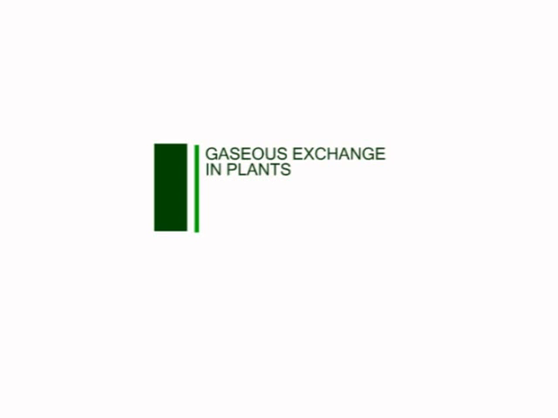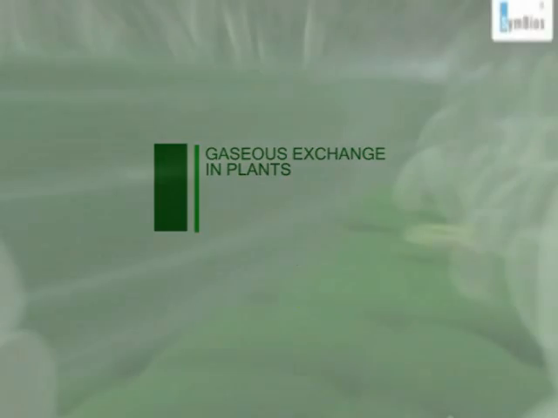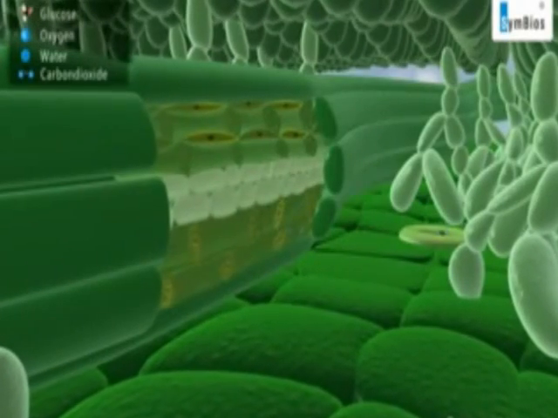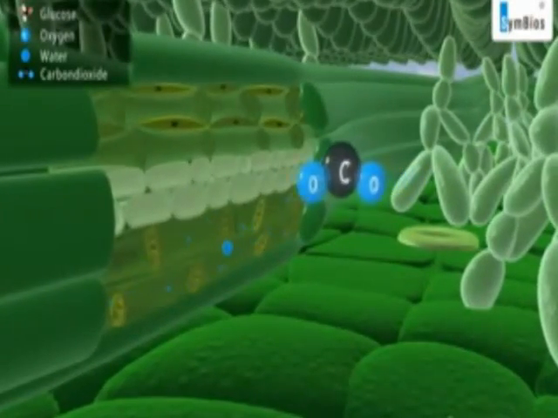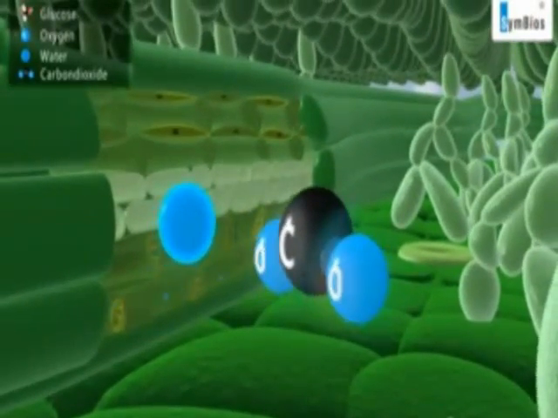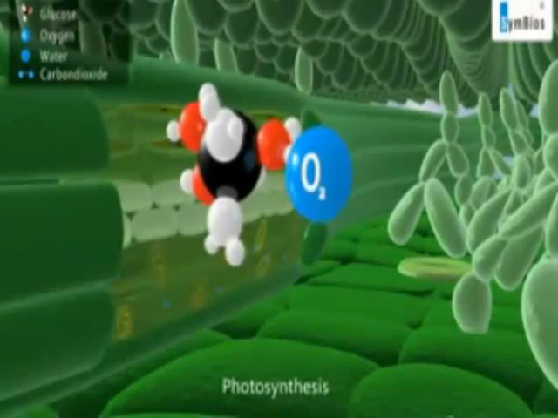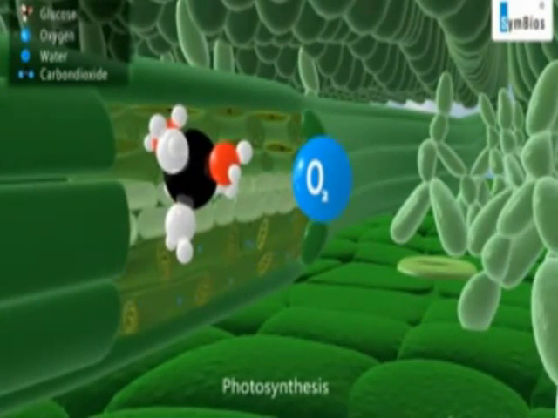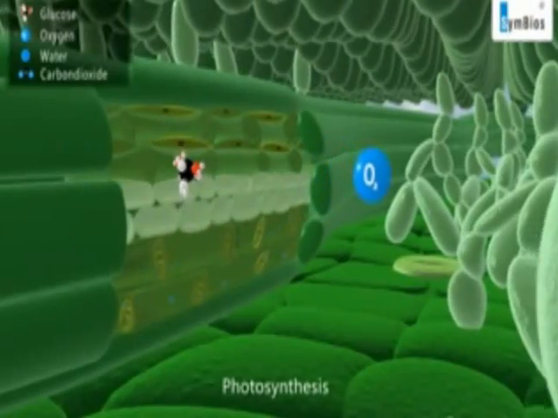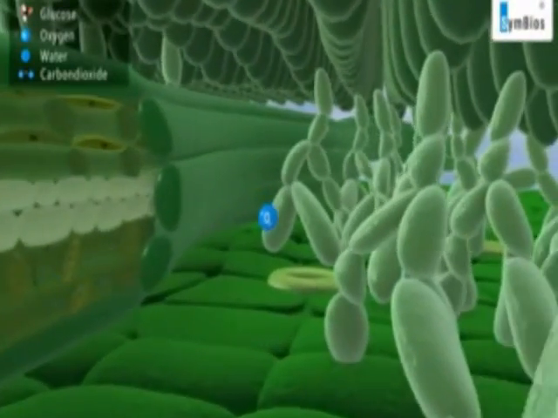Plants are autotrophs, meaning they manufacture their own food in a process called photosynthesis. During photosynthesis, carbon dioxide combines with water to produce a glucose molecule. Photosynthesis occurs during the day in the presence of sunlight. The byproduct of photosynthesis is oxygen. Some of the oxygen is utilized within the plant for respiration, while the rest is expelled out.